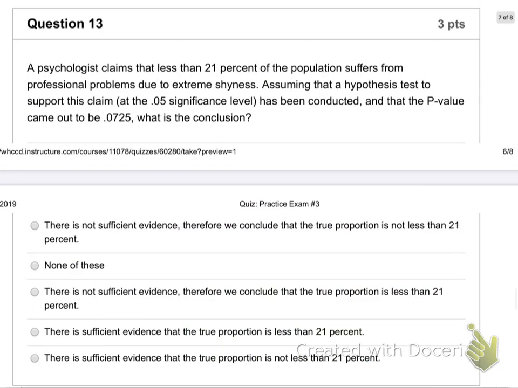Number 13. A psychologist claims that less than 21% of the population suffers from professional problems due to extreme shyness. Assuming that a hypothesis test to support this claim at the 0.05 significance level has been conducted and that the p-value came out to be 0.0725, what is the conclusion? This is kind of nice. We don't even have to do anything on the calculator. But we do have to do the claim, H0, and then just grab the p-value and draw the conclusion.